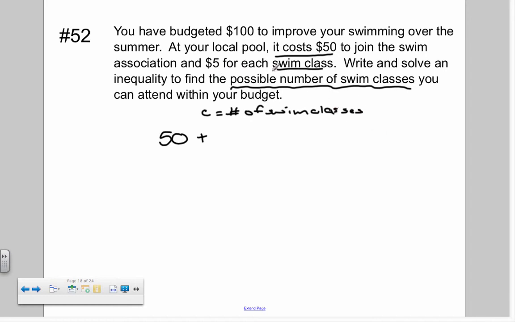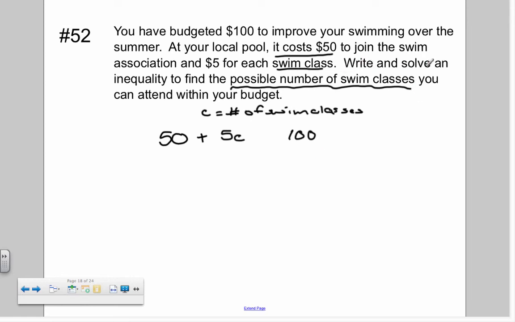Okay, and up here it says it's $5 for each swim class. So we can include this in our inequality that we have 5C for $5 per swim class. And we have budgeted $100. So I know $100 is going to be on the other side of my inequality. What I need to figure out is what is going to be my symbol.